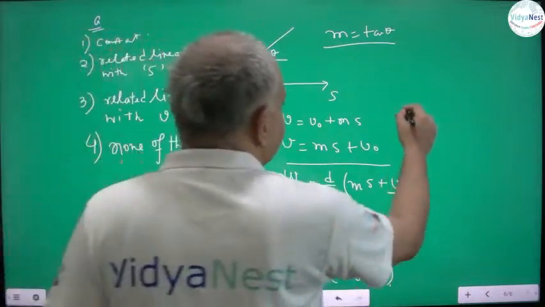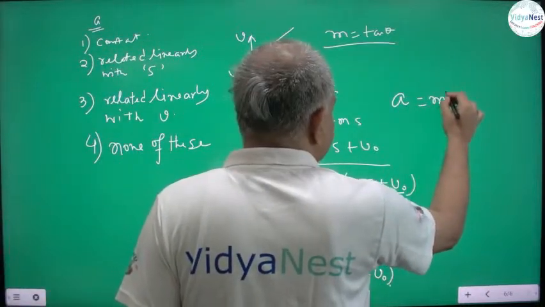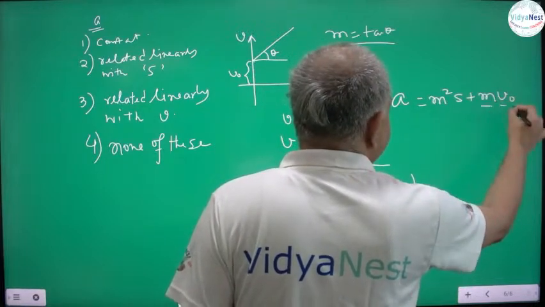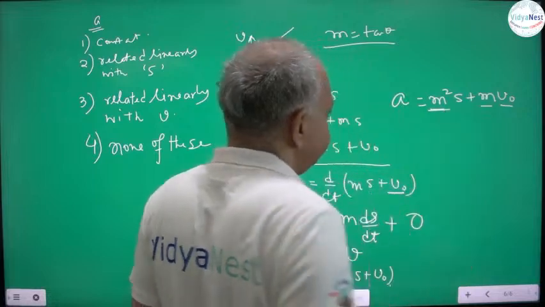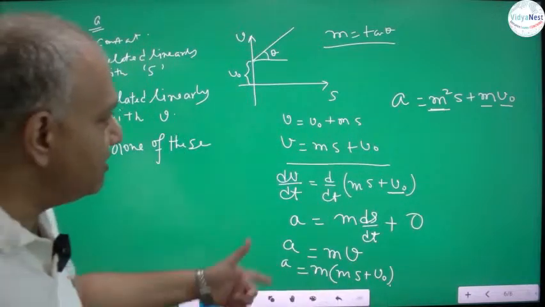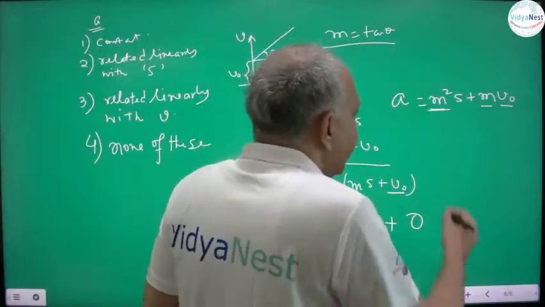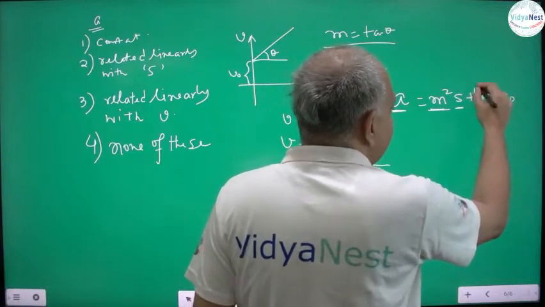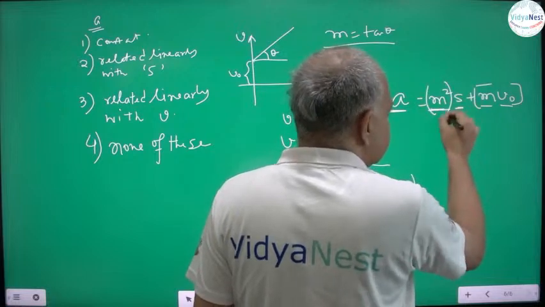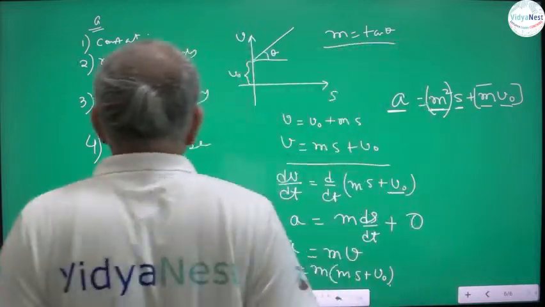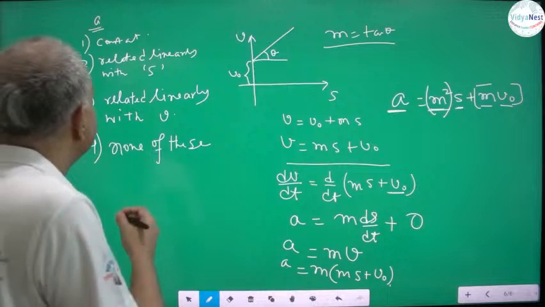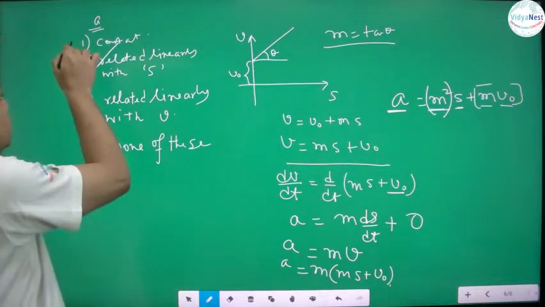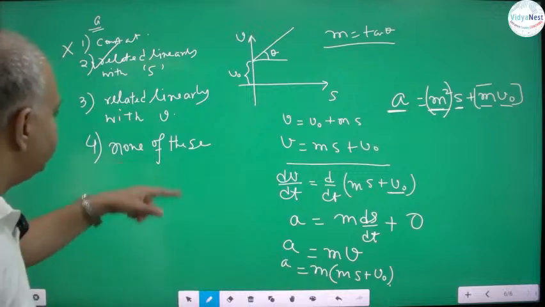So acceleration can be written this way: m square s plus m v naught. You can see m is a constant, v naught is a constant. m is a constant, the square of it is a constant. a is a variable, acceleration, and s is a variable, displacement. So this part is constant, this is a constant. So acceleration is also related in a linear manner with s. So option 2 is correct. Option 1, it is not possible, that is a constant. None of these, no, it is not possible.